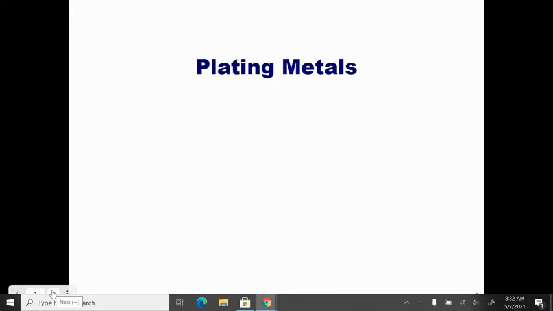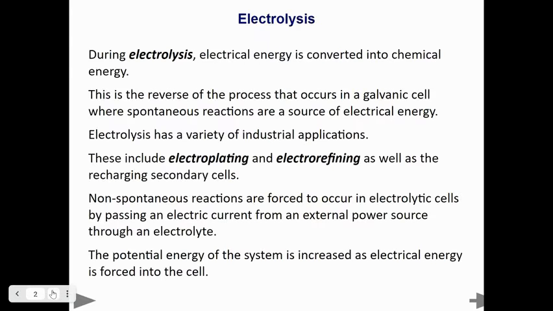Okay, AP Chem, today we're going to learn about plating metals, which is the next step in the electrochemistry unit. So during electrolysis, electrical energy is converted into chemical energy. This is the reverse of the process that occurs in galvanic cells.